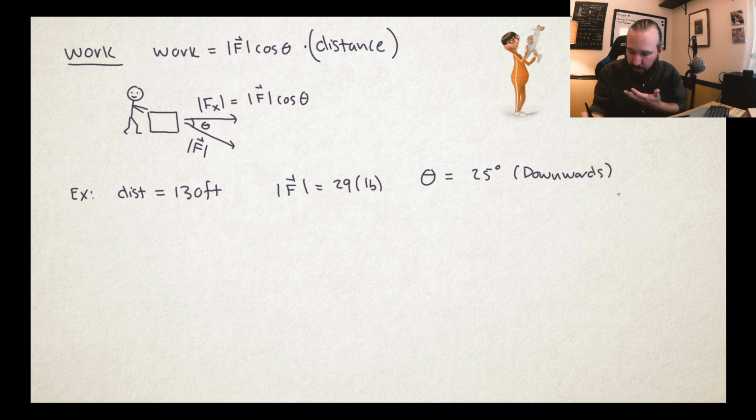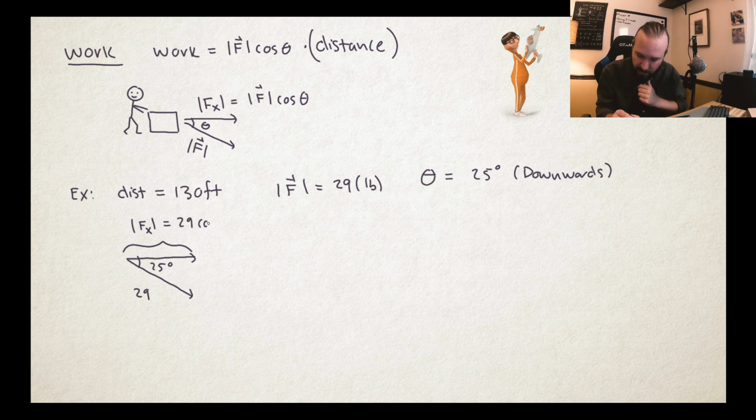So I don't know why they do this. They could just say theta is negative 25. I mean, we already have a way to do that. They just say 25 degrees downwards. Like, book, you made up the rules. Anyways, yeah, so the picture here is the actual magnitude of the force is 29 pounds. That's going to be 25 degrees right there. And then this length, the actual force that you're using, so that's the magnitude of the horizontal component of the force, is going to be 29 cos 25. Okay.